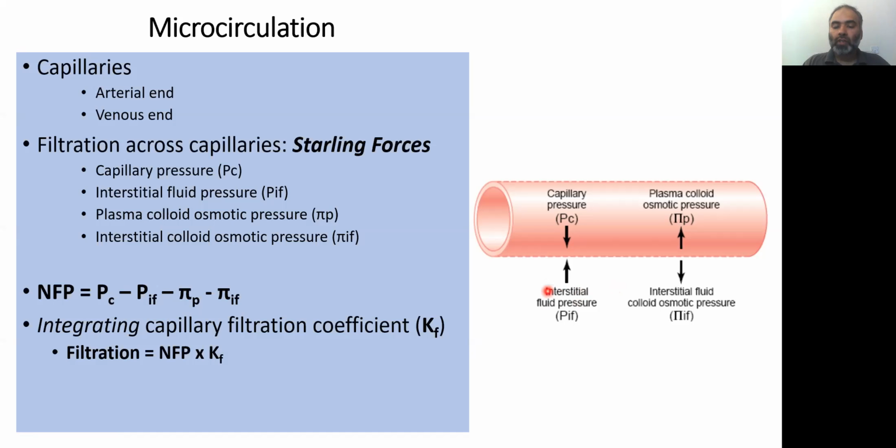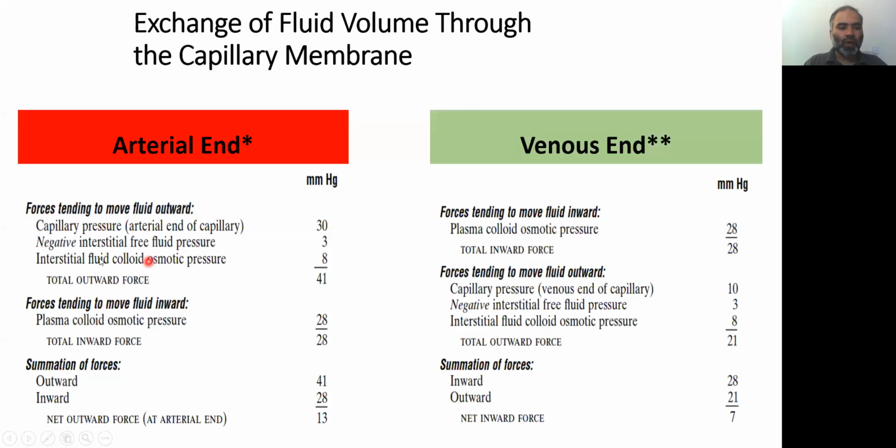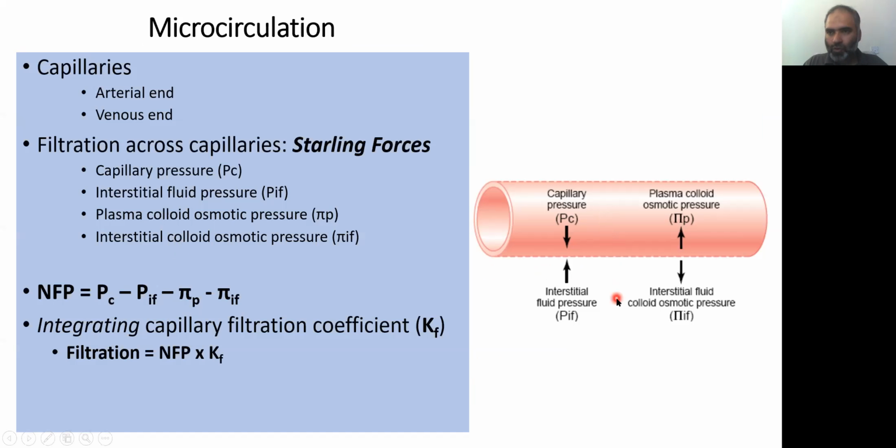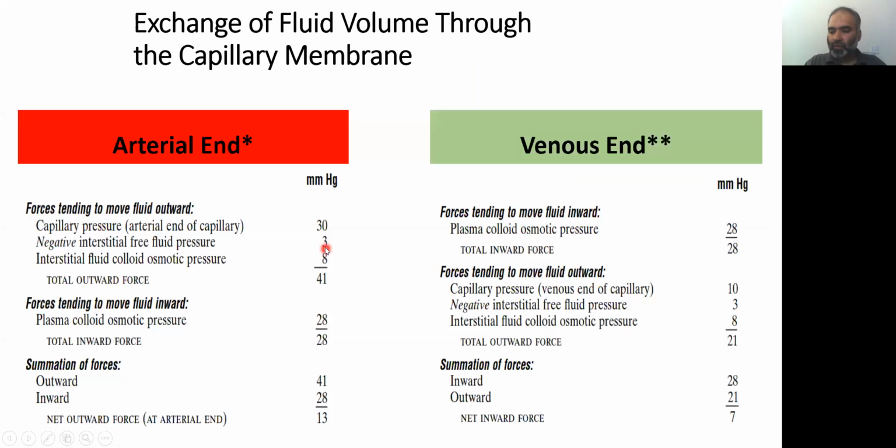So normally, this pressure is actually negative because of continuous suction of extra fluid down the rabbit hole of lymphatics. That's why this negative pressure also tends to suck fluid out. If it were positive, it would push fluids inwards. But because of lymphatics, it is negative. Hence, it joins capillary pressure and interstitial colloid osmotic pressure as the outward force. Hope this is understood. It has a value of 3. So you add this up, it becomes 41.